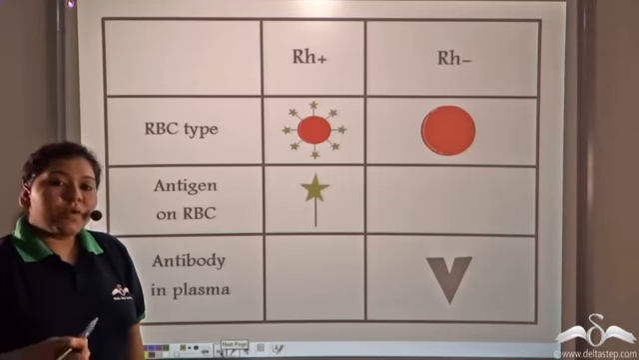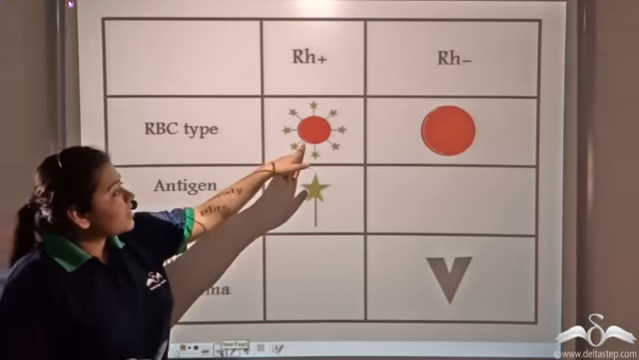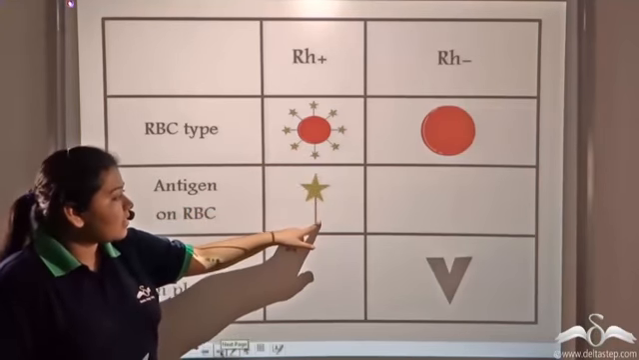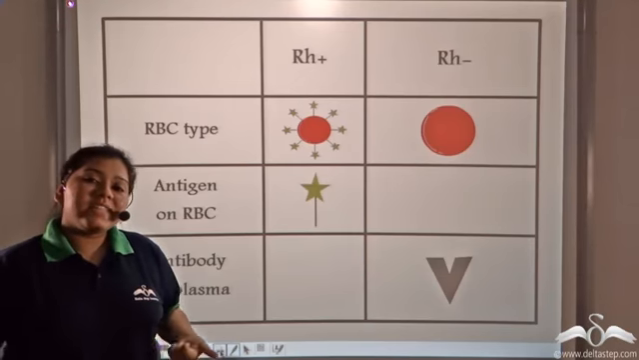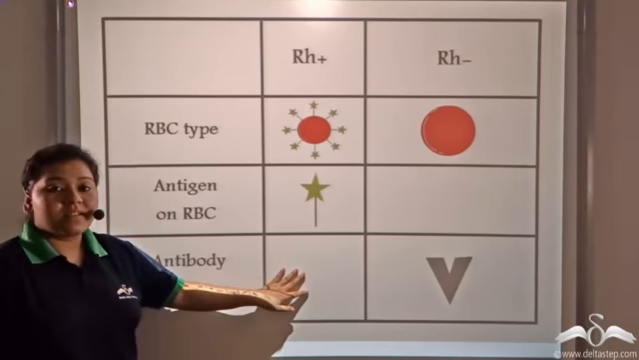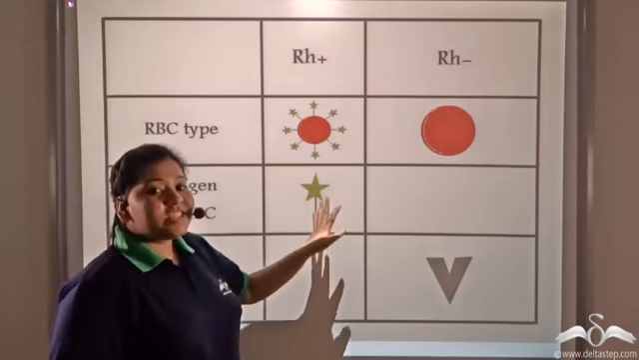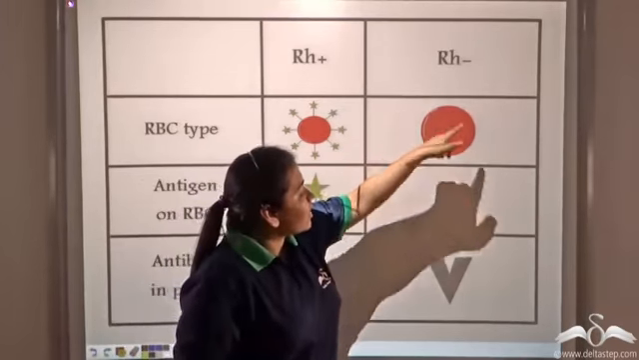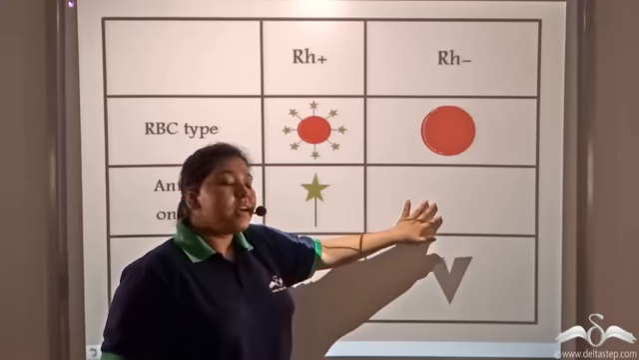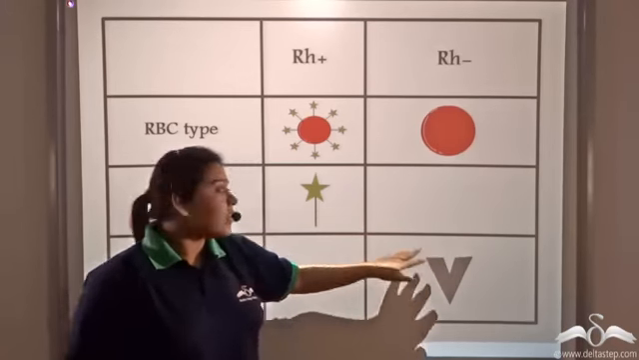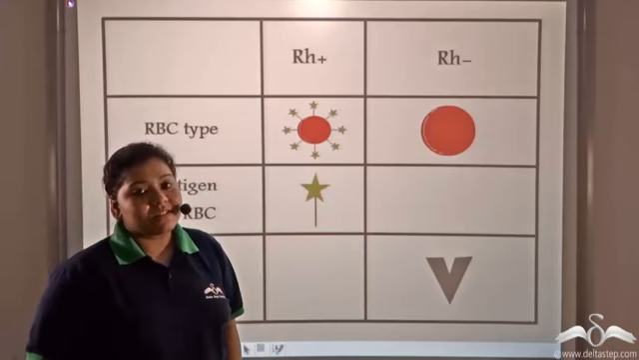So Rh positive blood contains this antigen, but it does not have any antibodies against anything in the plasma. But Rh negative blood does not have any antigens on its surface, but it has an antibody against the Rh positive blood.